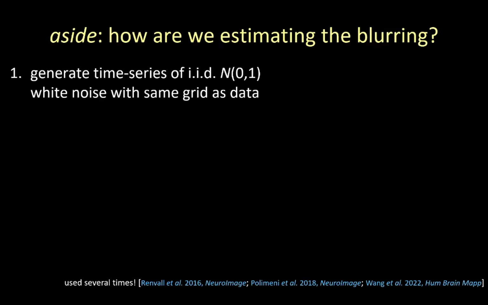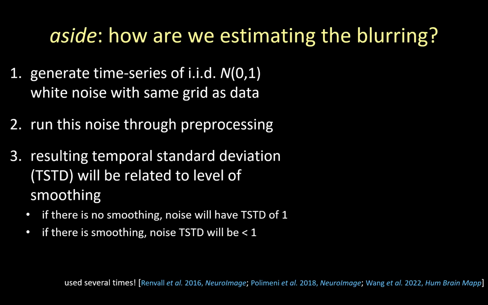So as an aside, how are we estimating this blurring? These maps I'm showing you are pretty cool. How do we do this? Well, there's a bunch of different ways. This is a method that we've used several times. We generate a synthetic time series of IID noise, zero mean, unit standard deviation, just white noise that has the same grid as the fMRI data. And we just pump that through our pre-processing. And then we look at the resulting temporal standard deviation of this pre-processed noise.